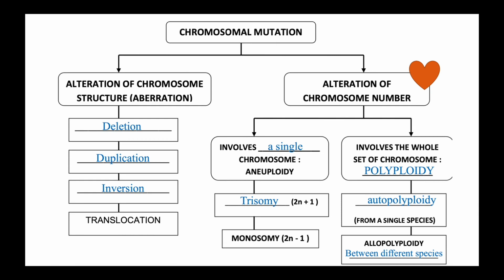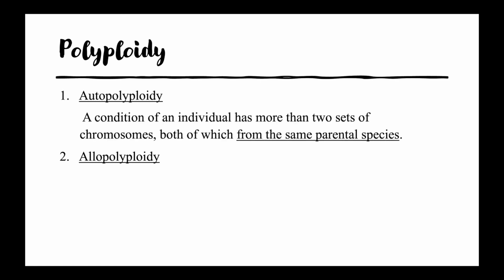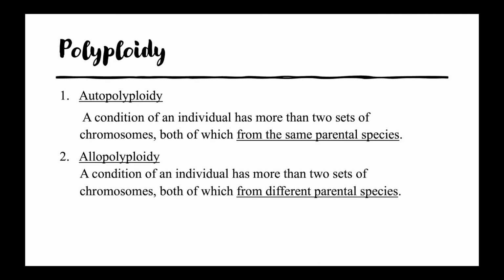Now let's take a look at polyploidy. There are 2 types of polyploidy. These are autopolyploidy and allopolyploidy. Autopolyploidy is the condition where an individual has more than 2 sets of chromosomes, all of which come from the same parental species. Allopolyploidy, on the other hand, is the condition where an individual has more than 2 sets of chromosomes, which come from different parental species. It is important for the students to note that the parental species are often closely related species.